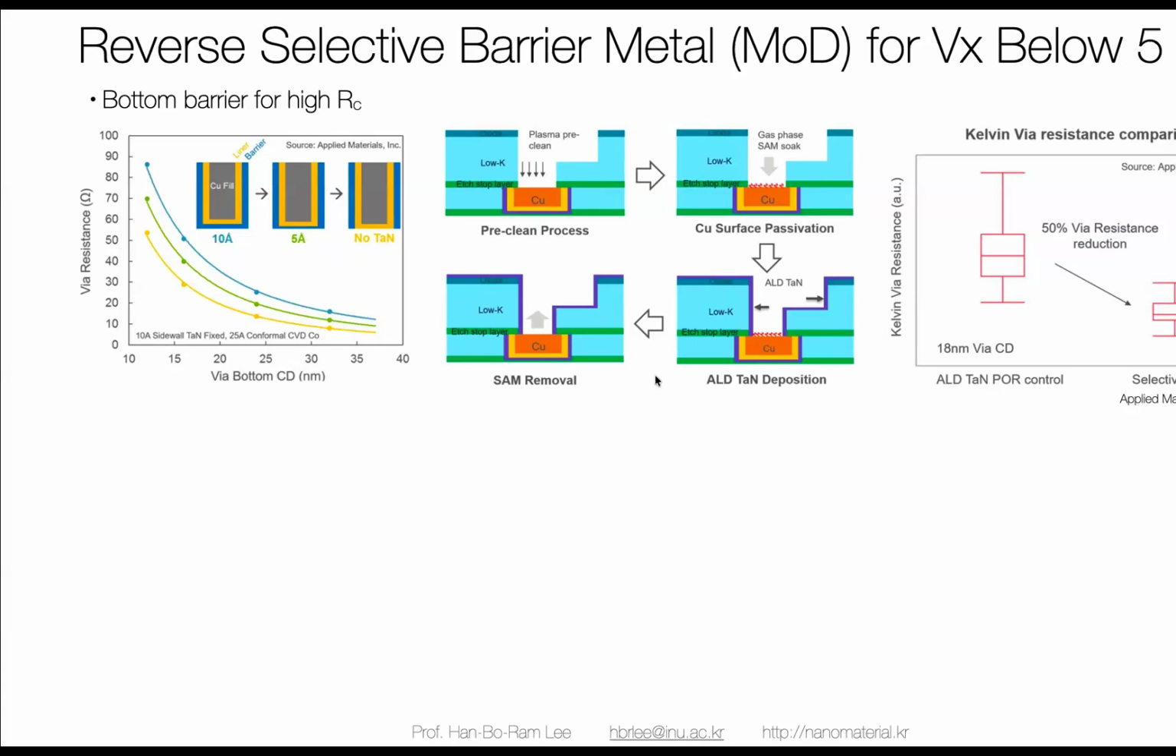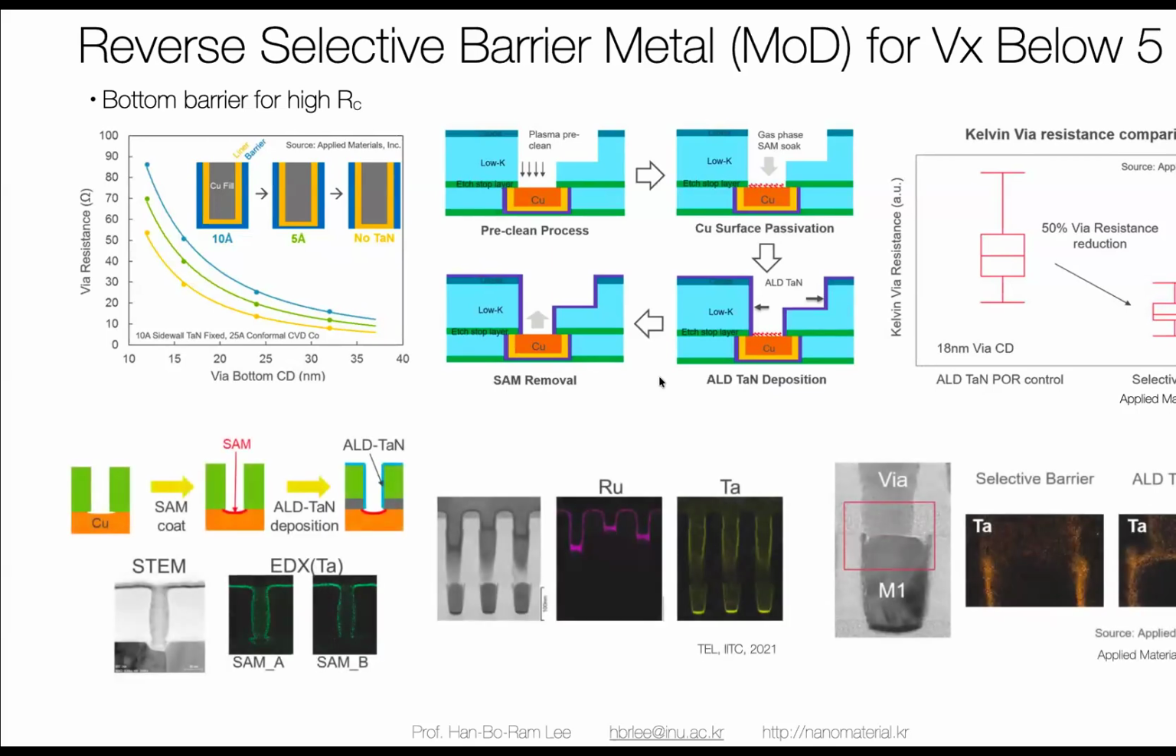So we can directly make an electrical path through this bottomless contact. By using this, we can reduce the resistance a lot. And this is the exact result. They use a self-assembled monolayer, ALD tantalum nitride, and then they use ruthenium and then tantalum. And this is the Applied Materials result. There's nothing between the M1 and the BR. There's nothing.